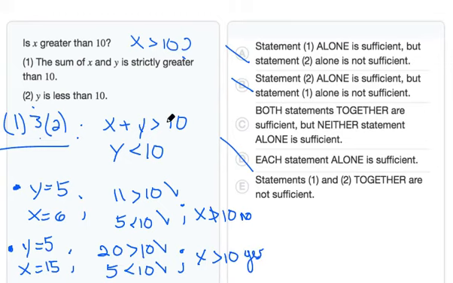Since we can't definitively say yes or no to this question for all possible x's, it depends on what the value of x is, and there are certain scenarios where either is true. So in this case, the statements together are not sufficient. We can eliminate answer choice C, and the correct answer would be answer choice E.